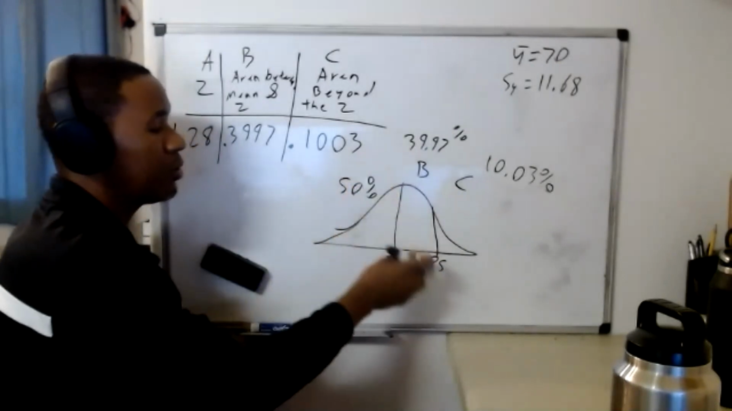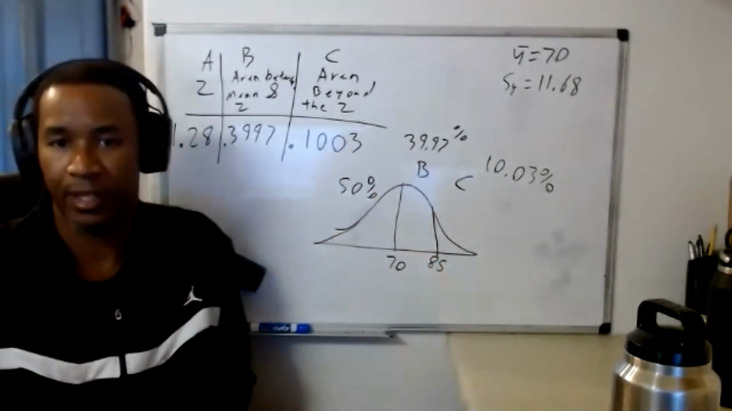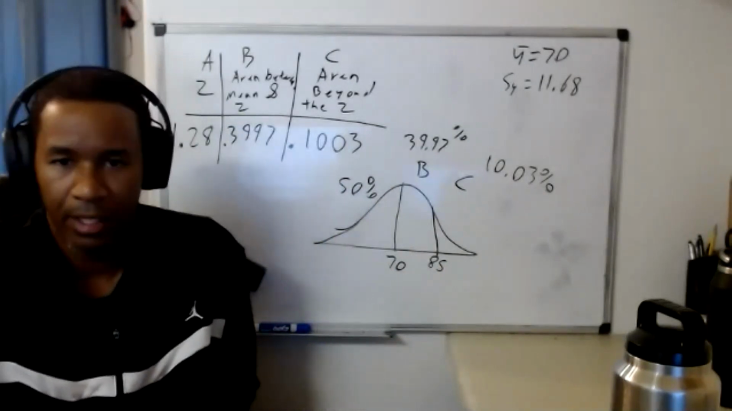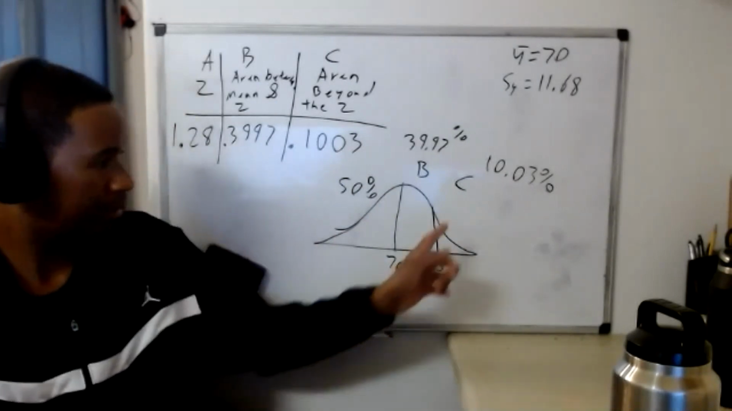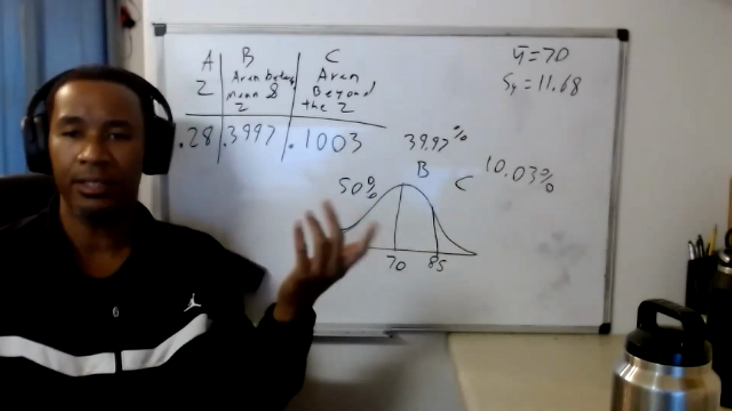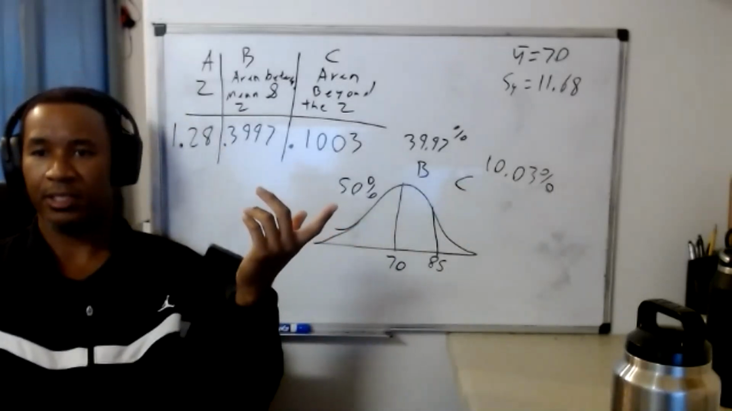So if I scored 85 as my final score for that class, I did better than 90% of the class, and 10% of the class did better than I did. So that's essentially how you go about using the standard normal table.